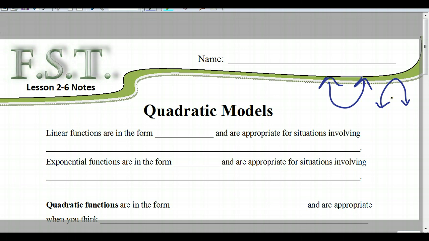Okay? All right, so linear functions are in the form... You guys remember this from a couple days ago? We had f of x equals what for a linear function? mx plus b, correct. Okay? And they're appropriate for situations involving a constant amount of change.